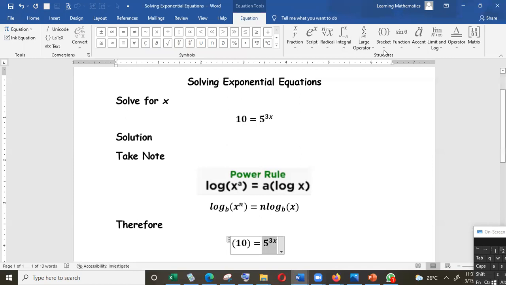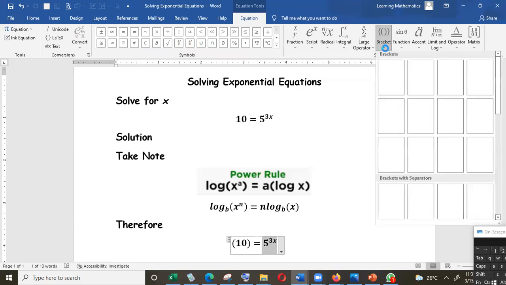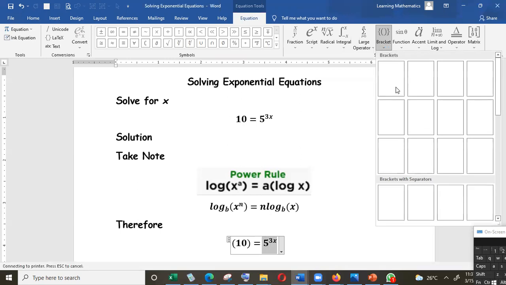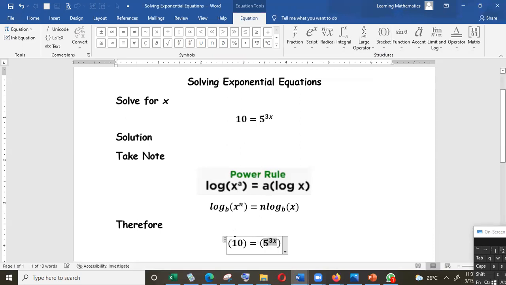The golden rule when you're doing algebraic processes: whatever you do on one side, for the balance to be maintained, you must repeat it on the other side. If you divide on the right, you have to divide on the left. If you multiply on the left, you have to multiply on the right. Okay? So let's say if I multiply 10 by 27, I have to multiply 5 raised to the 3x by 27.